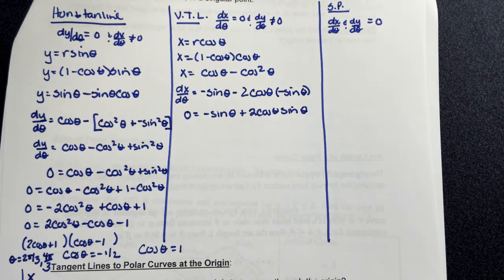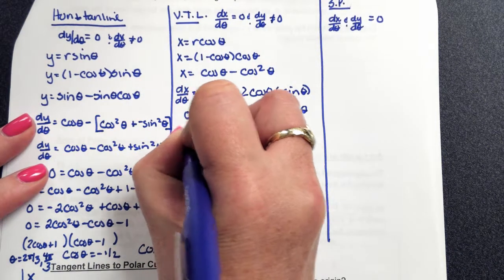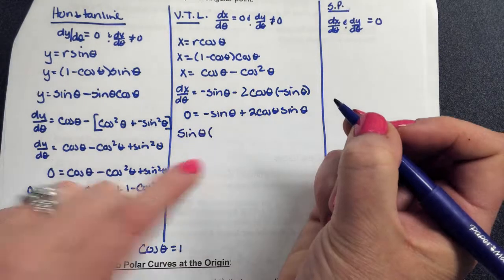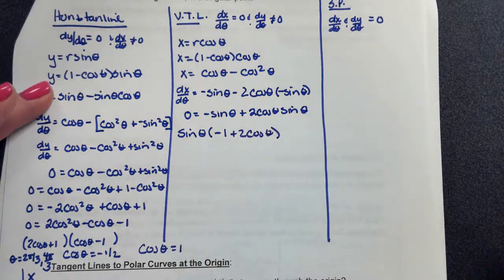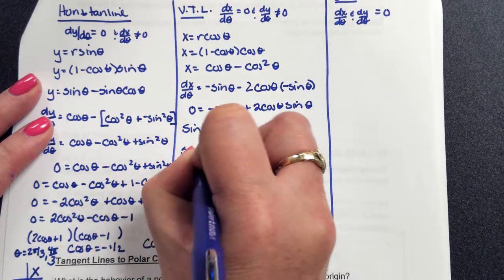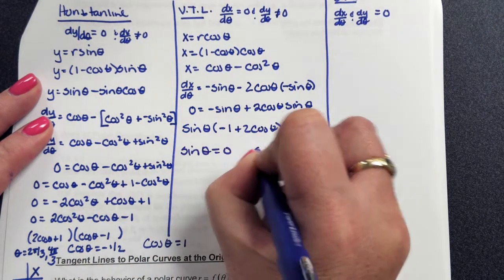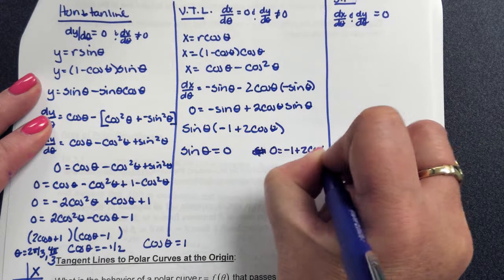Now how do I solve this particular trig equation? What can I do? Factor out a sine theta. So I factor out a sine theta, that's going to give me a negative 1 plus 2 cosine theta. Now I'll set each factor equal to 0, so sine theta is equal to 0, and 0 is equal to negative 1 plus 2 cosine theta.